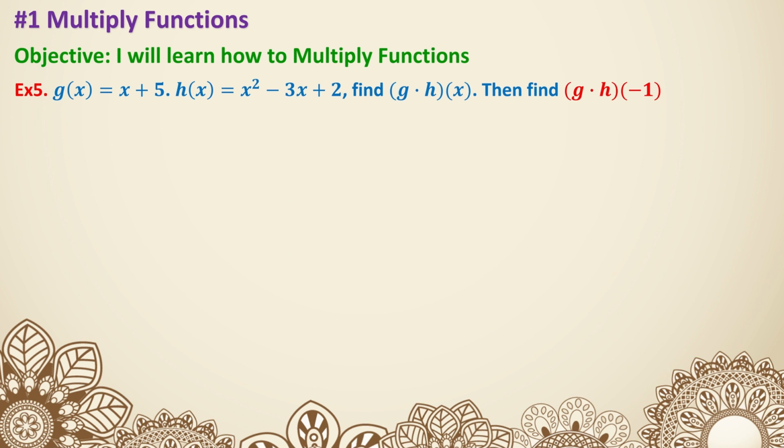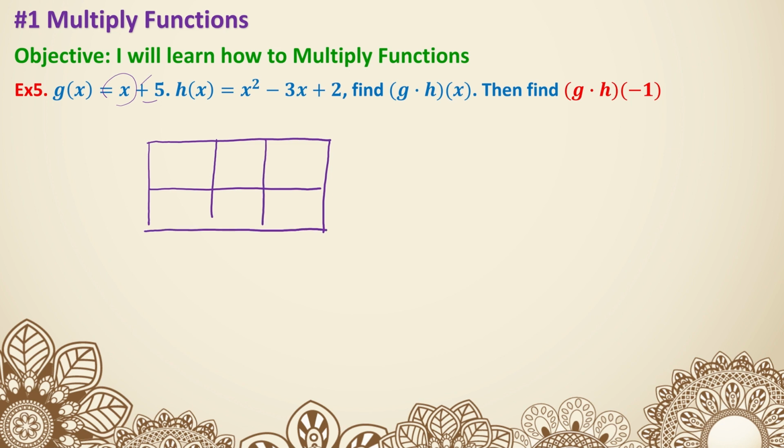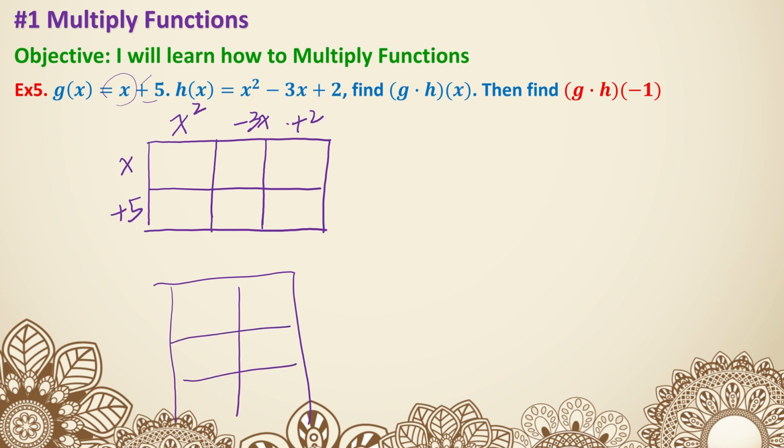Okay, example 5. So this time, let's try the box method. The first function has 2 terms. The second function has 3 terms. You can draw either a 2x3 box or a 3x2 box, either way. So if you do a 2x3, it will be set up like this. The 2 terms, x and positive 5. And the 3 terms, x squared, negative 3x, and a plus 2. So that's if you do a 2x3. And you can also do a 3x2. Then the 2 terms are going to be up here, and the 3 terms will be on the side. But they will give you the same result.